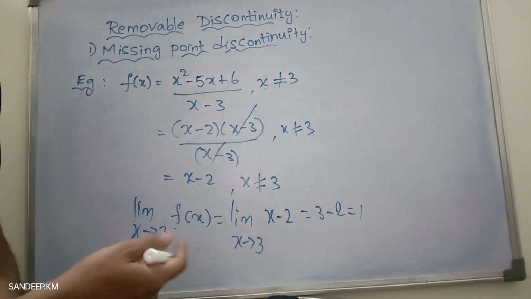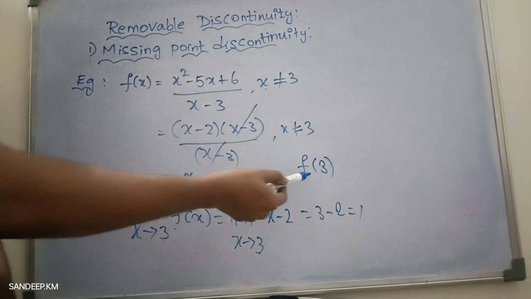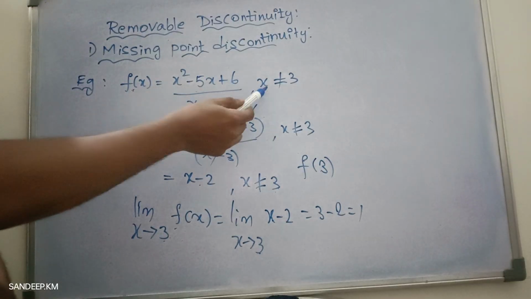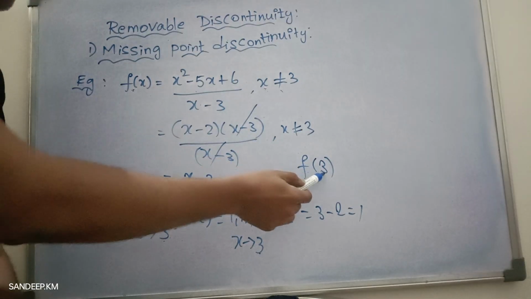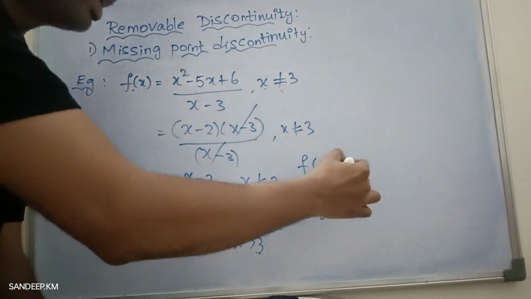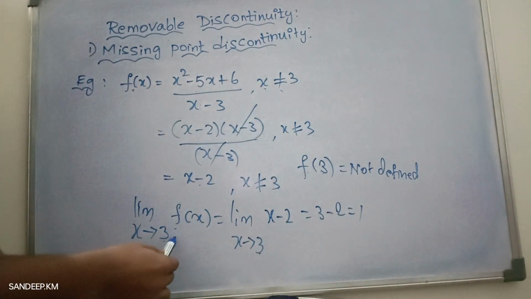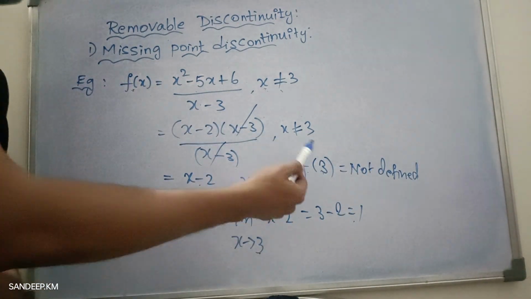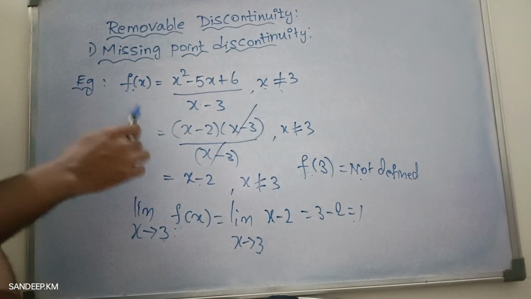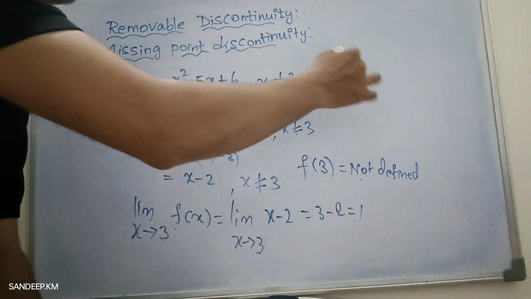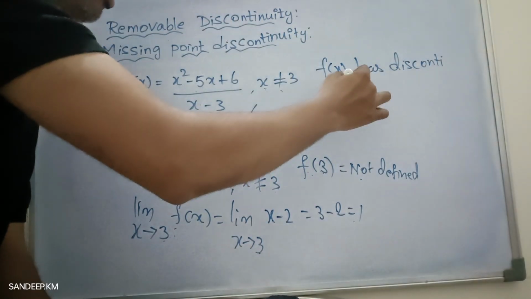But what about the value of the function? I am talking about f of 3. We cannot find f of 3 because the function is defined except at x equal to 3. We cannot use the function when x is equal to 3. So f of 3 in this case is not defined. For this reason, dear students, the limiting value of the function exists, but the value of the function is not defined. For this reason, this function f of x has discontinuity at x equal to 3.